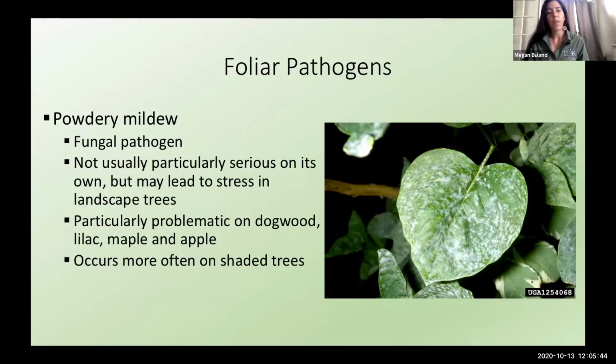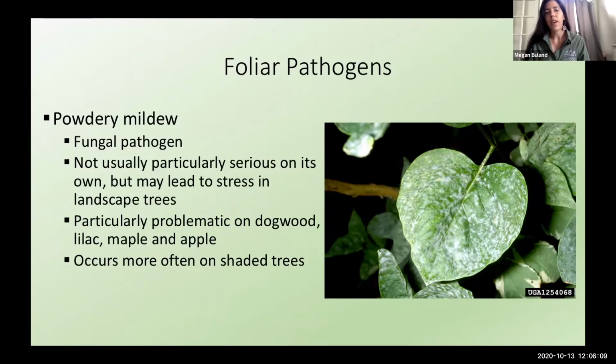Particularly problematic species for powdery mildew around here in our area are ornamental dogwoods, ornamental lilac trees, maple, and apple. And I see this especially on the dogwoods and the lilacs. They're the biggest culprits that I run across as far as trees. A lot of shrubs have this issue too. But as far as trees in our area, the dogwoods and the lilacs very often are impacted by powdery mildew.